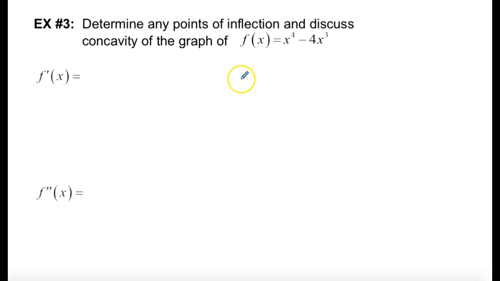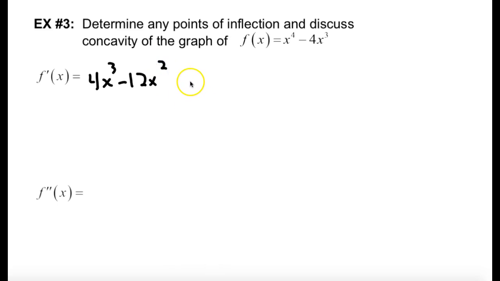So let's take a look at another example here. We want to determine any points of inflection and discuss the concavity of this function. So let's take our derivative. So the derivative would be 4x cubed minus 12x squared.